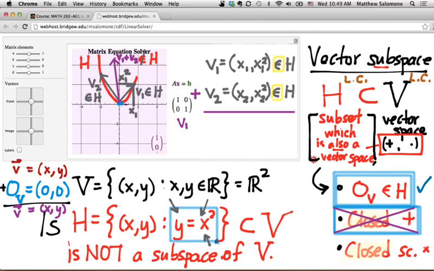And when we add these vectors together, and again, that addition is coming from the addition in our vector space R2, in our bigger vector space V. We're using the same operation on our subset as we use on the larger vector space, which means we're just adding these coordinate by coordinate. So the x-coordinate is going to be x1 plus x2, and the y-coordinate is x1 squared plus x2 squared. And then the question we have to answer is, is it true that that belongs to H?